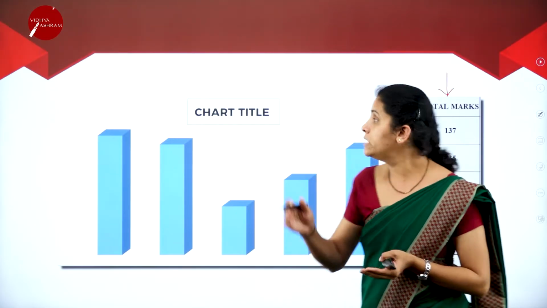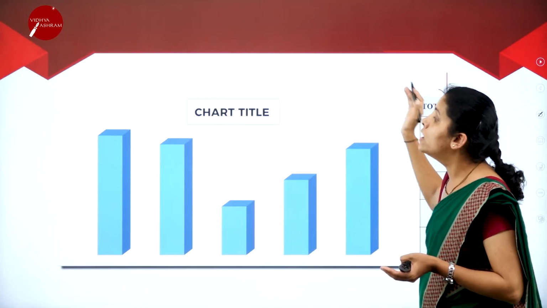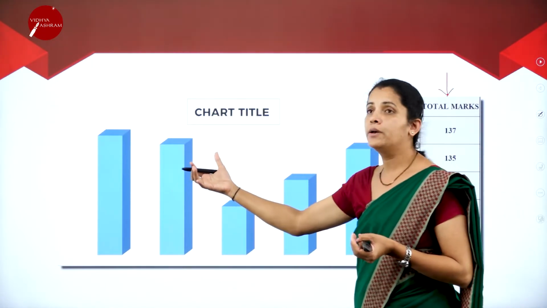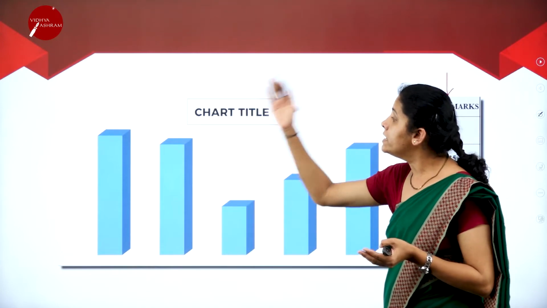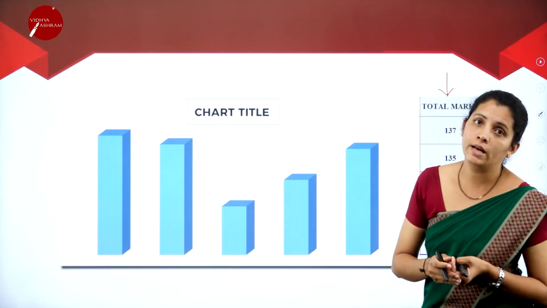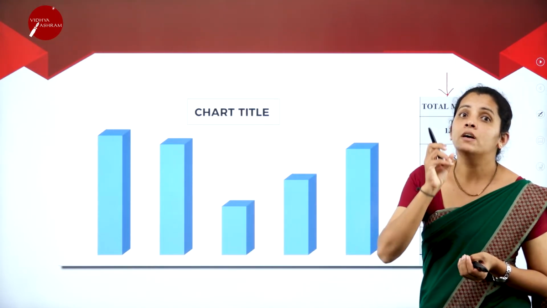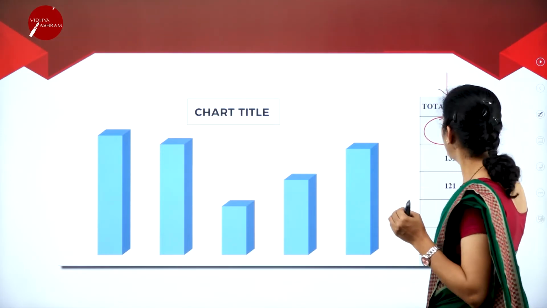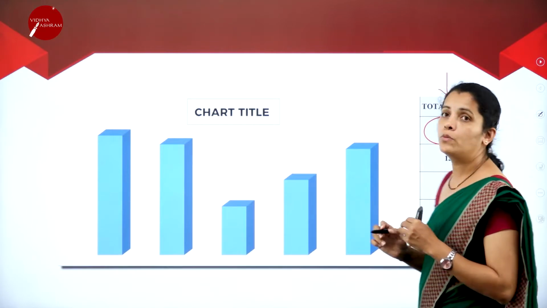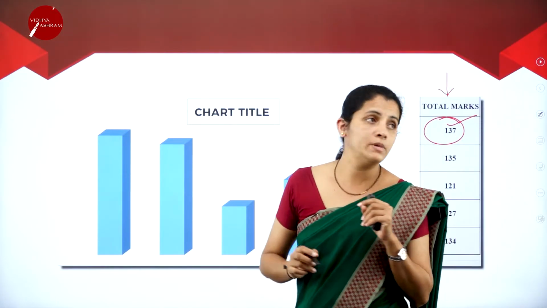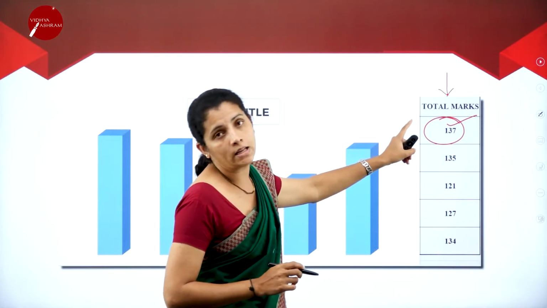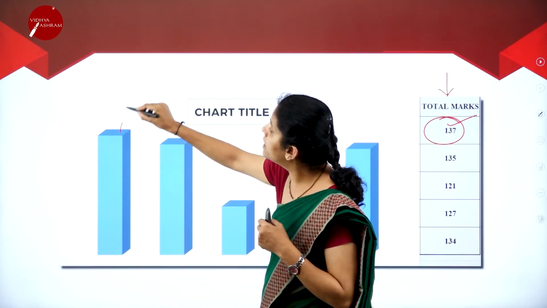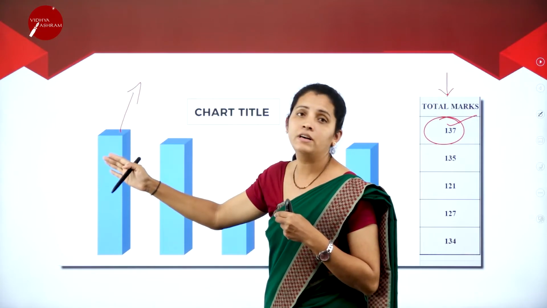So according to the data, I'm going to have a bar chart. Here I'm going to have the bar chart, and each bar is going to represent some data, that is nothing but the row value. At the beginning I'm going to have the first number, that is 137, and to represent that number I'm going to have my first bar.